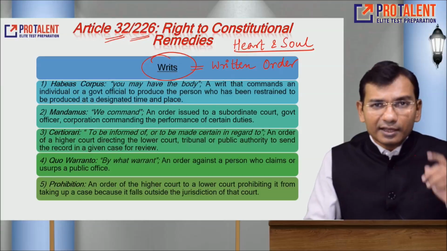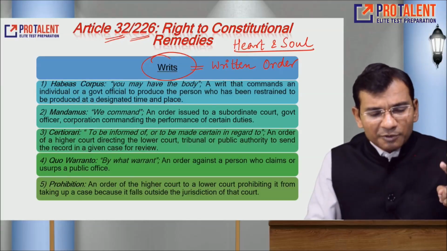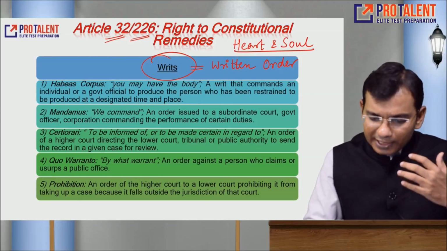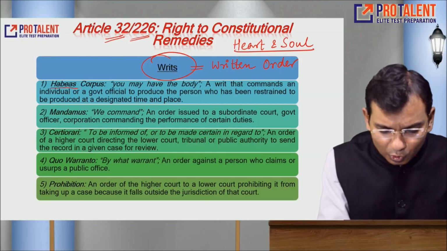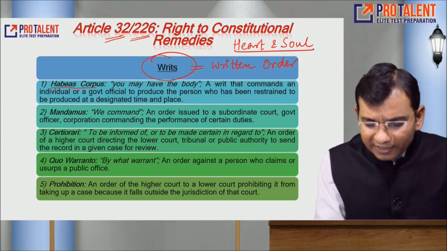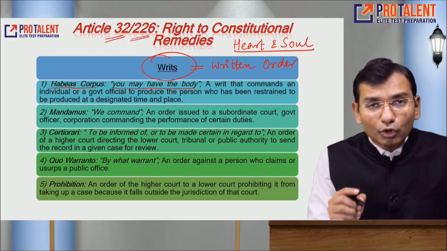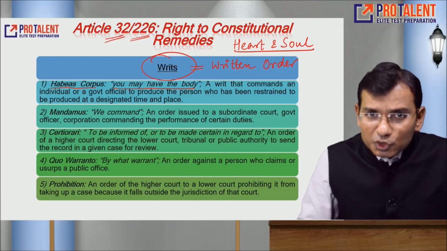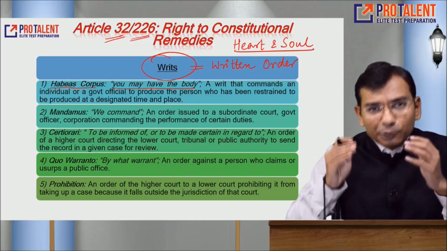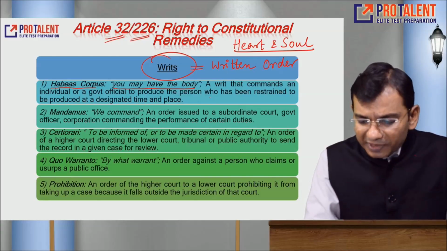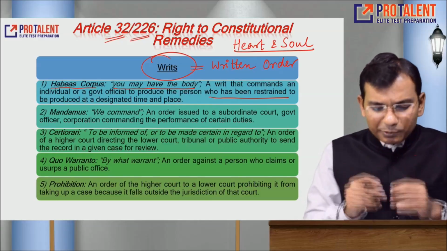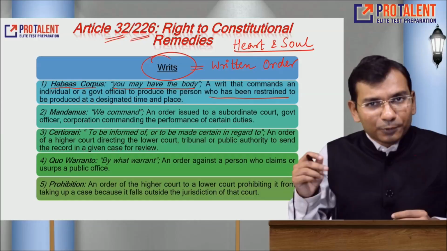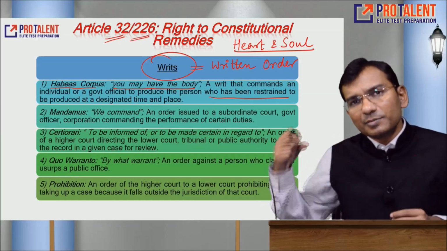कौन सी रीट्स है? हेबियस कॉर्पस, मैंडेमस, सर्टियोरारी, क्वो वारंटो, प्रोहिबिशन. एक एक करके समझते हैं. हेबियस कॉर्पस, it says you may have the body or show me the body. It says a writ that commands an individual or a government official to produce a person who has been restrained to be produced at a designated time and place. कल उठ के कोई पुलिस किसी बंदे को आके पकड़ के जेल में डाल दे.